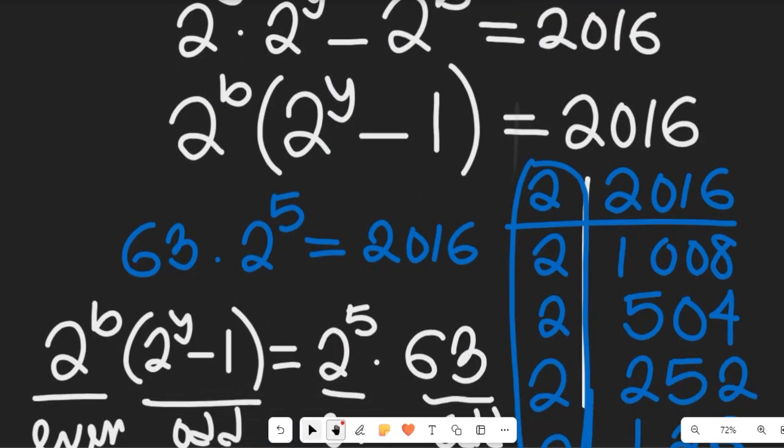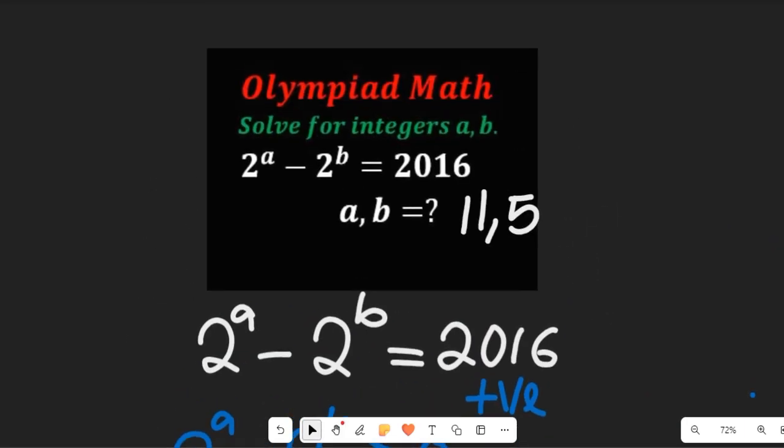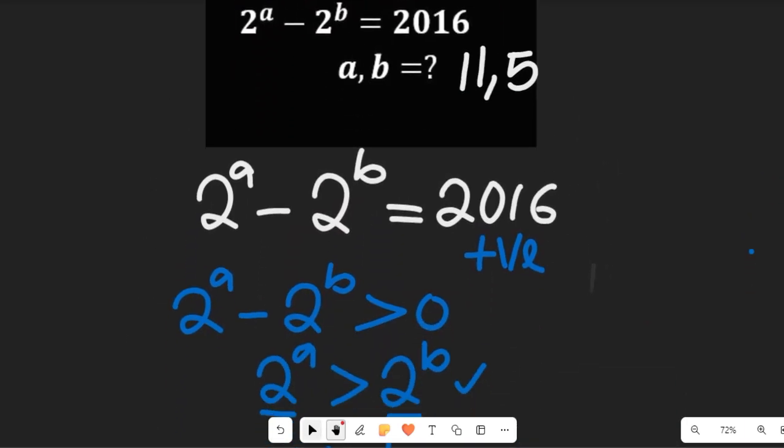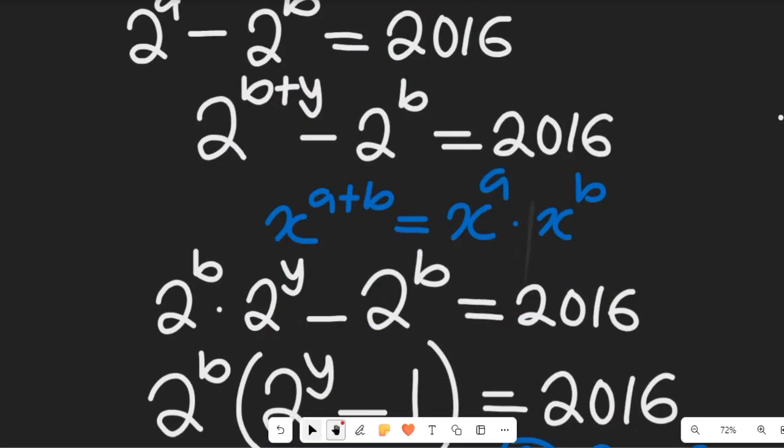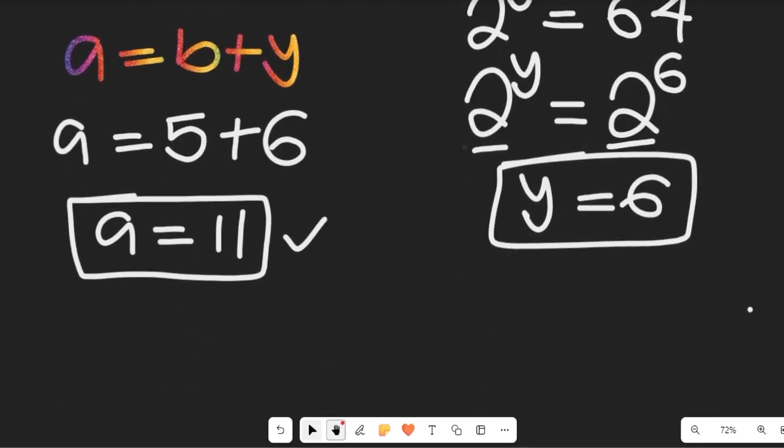To check if our solution is right, I want you to insert the value of a and b into this expression and simplify and see if the right hand side can be equal to the left hand side. If it does, then our solution is absolutely right.